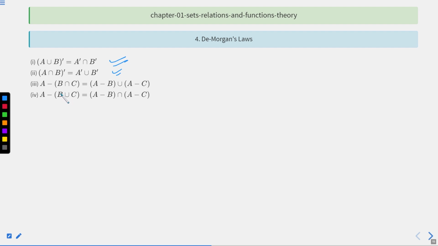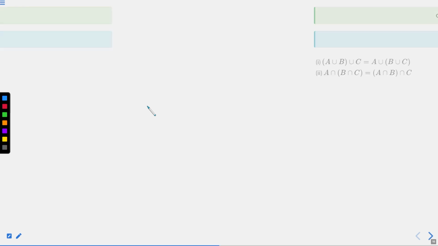Clear? Now A minus (B intersection C) can be written as (A minus B) union (A minus C). And also A minus (B union C) can be written as (A minus B) intersection (A minus C). You can say that in De Morgan's theorem, all the union things become intersection, and all the intersection things become union, right? Here it is union, then it becomes intersection. Here it is intersection, it becomes union. And similarly in all four cases.